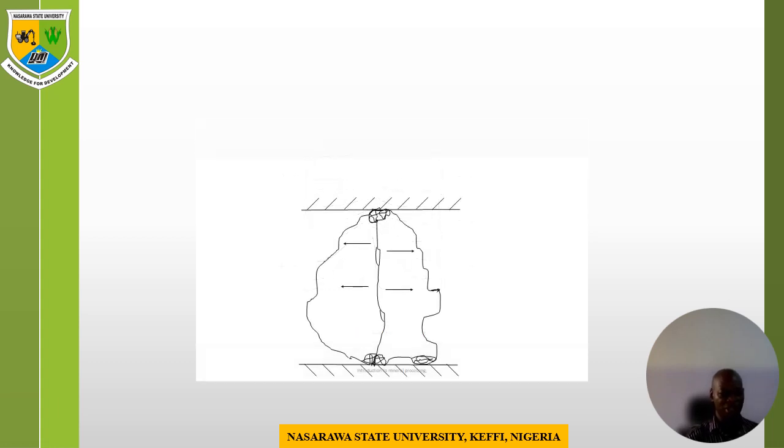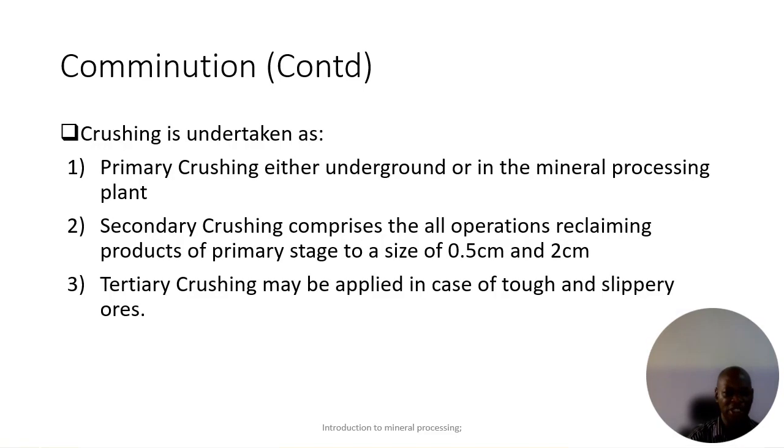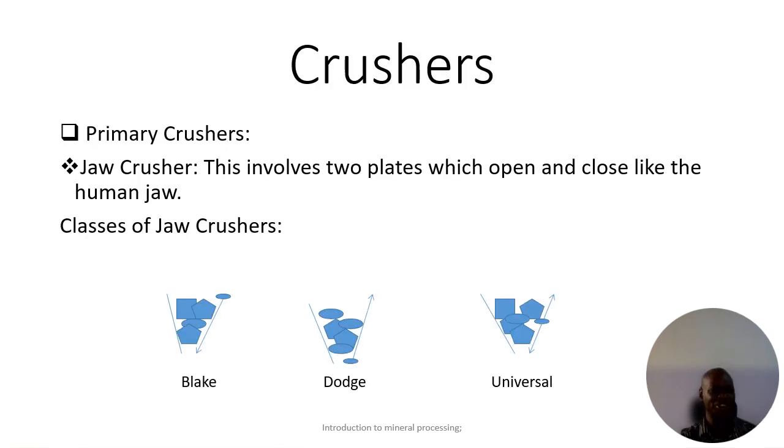And then you have a compressor, a contraction, as you see in the diagram showing that. So crushing is undertaken as primary crushing, either underground or in mineral processing. Secondary crushing comprises all operations returning the product from the primary stage to between 0.5 cm and 2 cm. Tertiary crushing may be applied in case of tough and very slippery ore material.